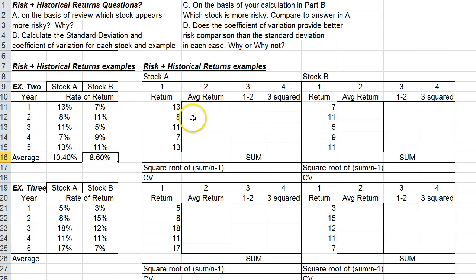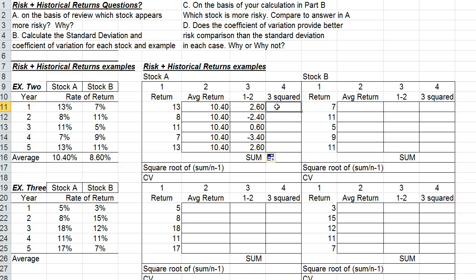All right. Now I'm going to calculate a standard deviation to help me determine which of these two stocks, A or B, is more risky, because I can't really tell still. Okay, so I'm going to put in the average return, 10.40 here, and I'm going to multiply it by 100, so I'm working with whole numbers here. And in column 3, I'm going to subtract column 1 from column 2, and I get the difference of the return to the average return.